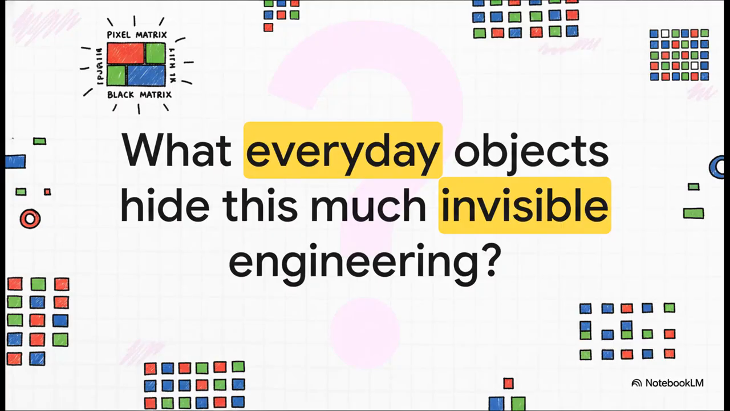The color filter is just a perfect example of the absolutely astounding complexity hidden inside the devices we use every single day without even thinking about it. It really makes you wonder, what other objects in your life right now are hiding a similar level of invisible and totally brilliant engineering?